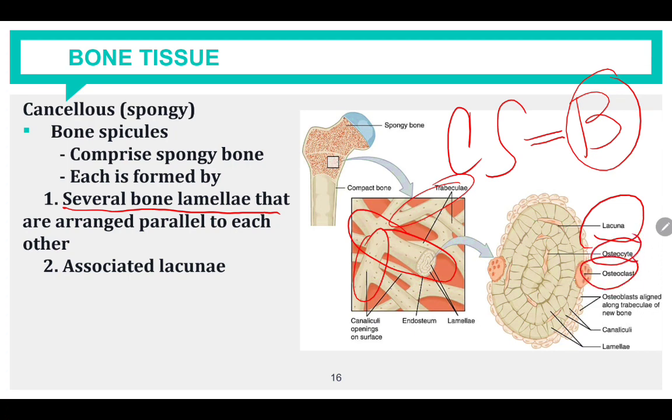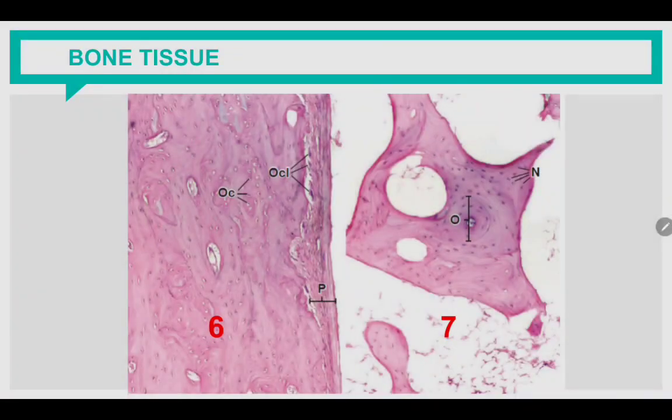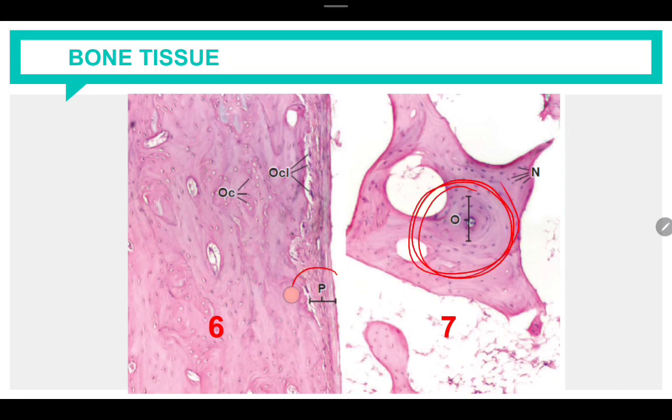Okay? So, let's take a look at a microscopic slide. Okay, so this is an example of a microscopic slide. Okay, this is an osteon, I hope you can appreciate that this is an osteon. Okay, so this is an example of a peri-osteon. Okay, a peri-osteon ba? I forgot, let me check.